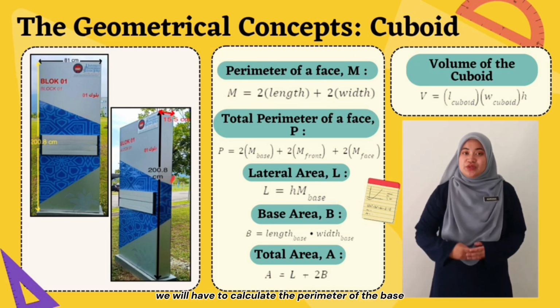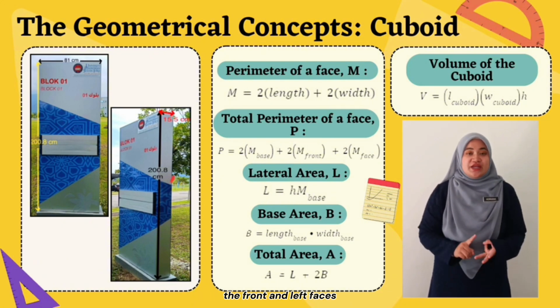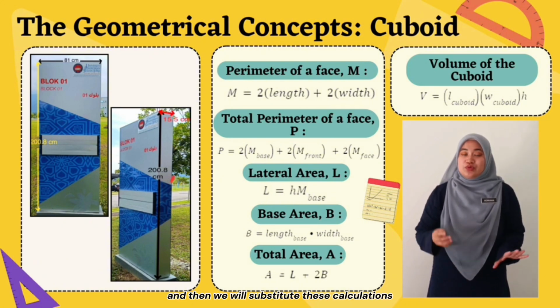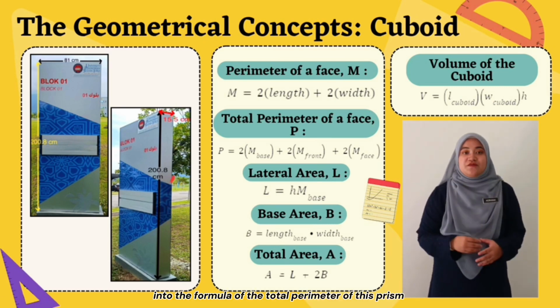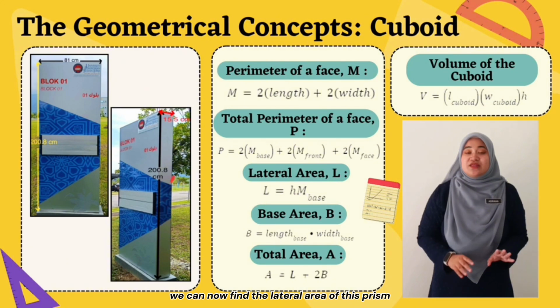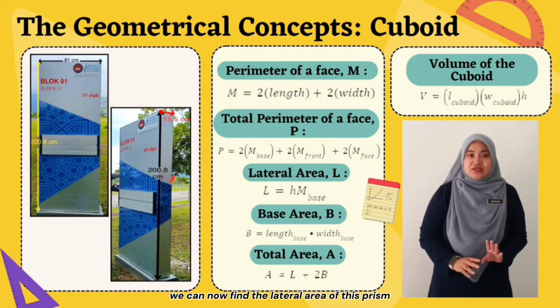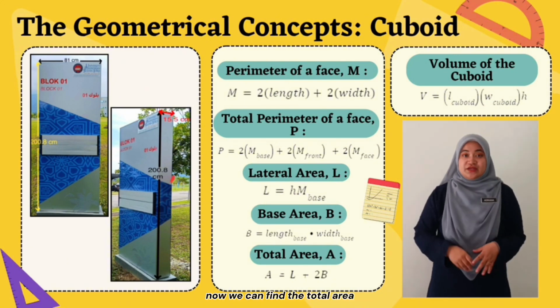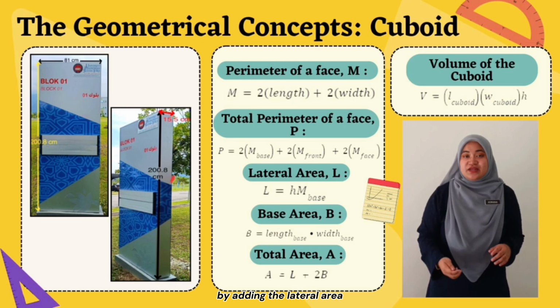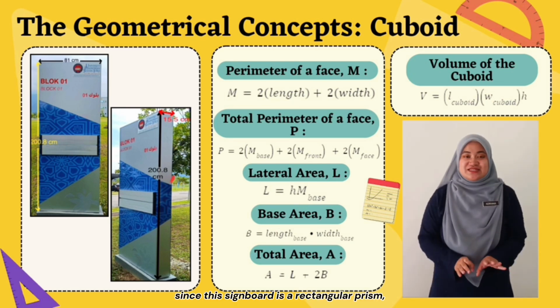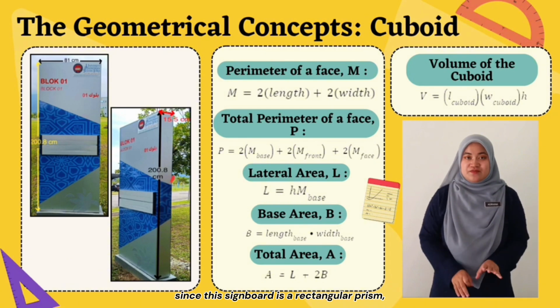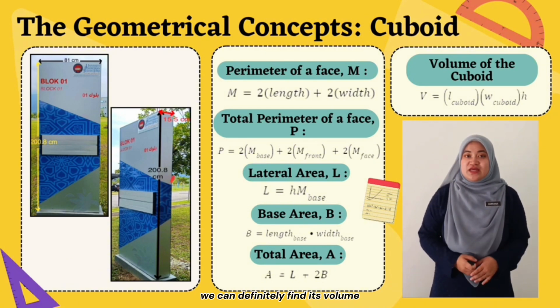First thing first, we will have to calculate the perimeter of the base, the front, and the left faces. And then we will substitute these calculations into the formula of the total perimeter of this prism. We can now find the lateral area of this prism. Now we can find the total area by adding the lateral area and the area of two bases. Since this signboard is a rectangular prism, we can definitely find its volume.